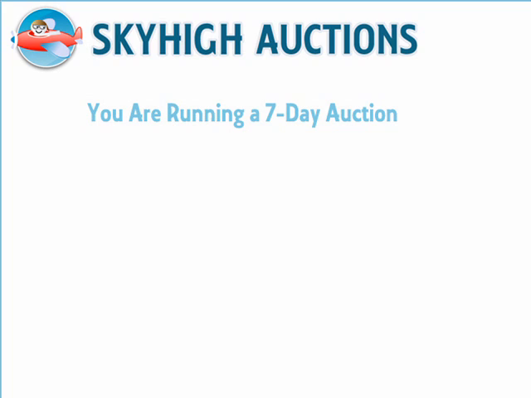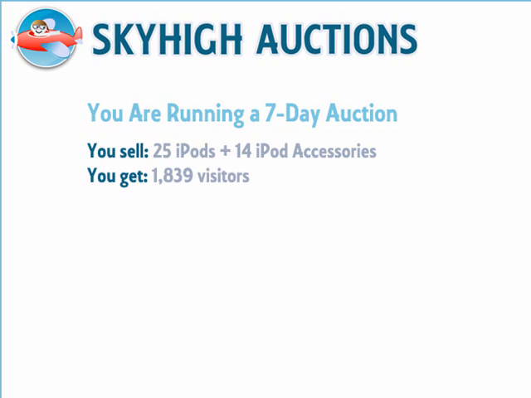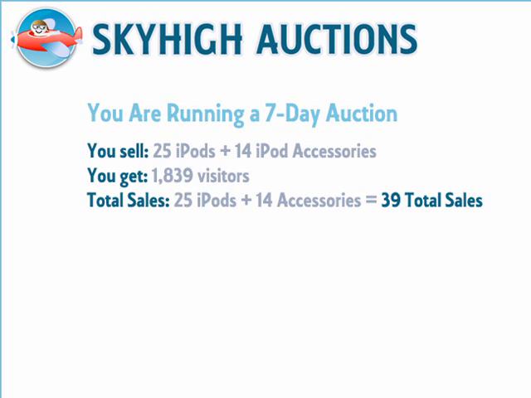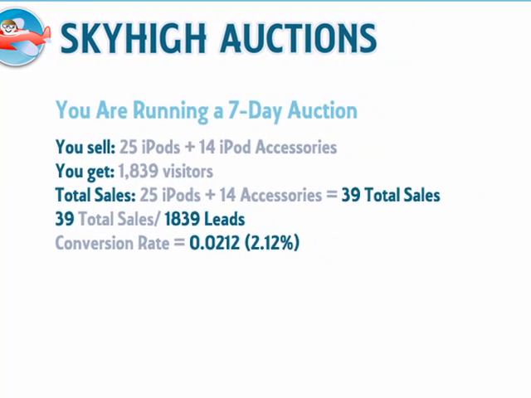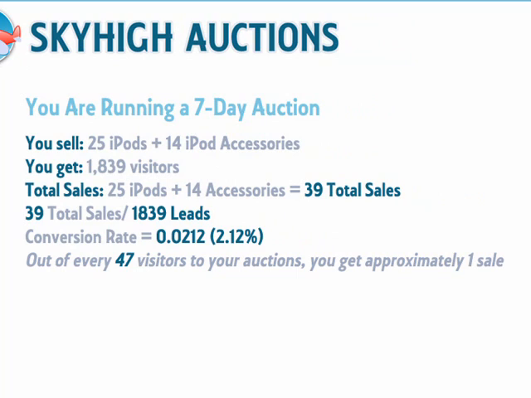If you were to sell 25 iPods plus 14 iPod accessories in 1 week, and you were to get 1,839 people visiting your various iPod auction pages during that week, then your conversion rate for iPod sales would be 25 iPods plus 14 accessories equals 39 total sales, divided by 1,839 leads. This gives you a conversion rate of 0.0212, or 2.12%. In other words, out of every 47 visitors to your auctions, you get approximately 1 sale.